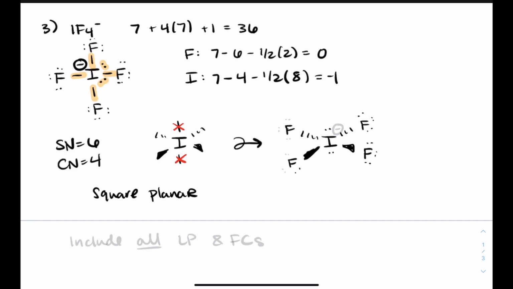So you should always include all lone pairs, all formal charges. If it's a double bond, draw it as a double bond. If it's a triple bond, draw it as a triple bond.